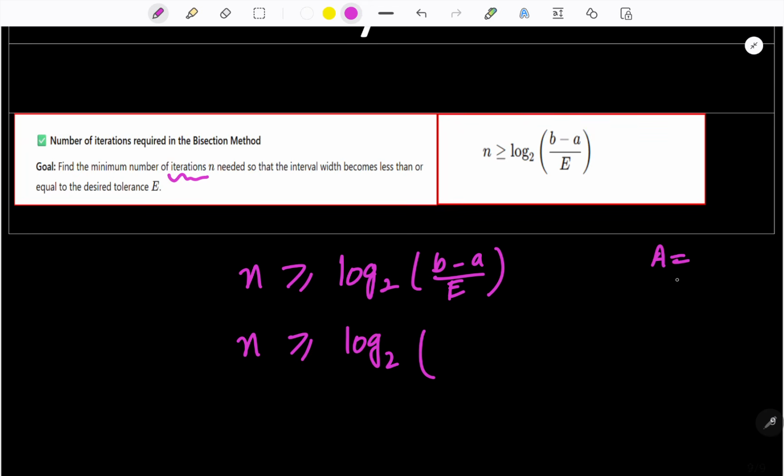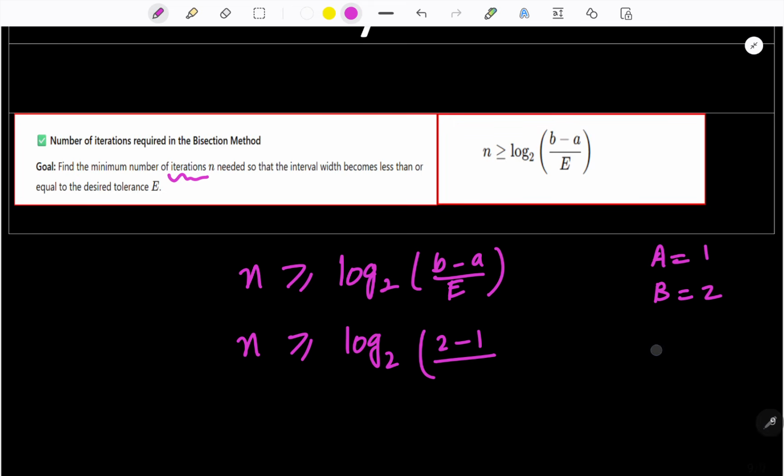You know very well what is your a, what is your b. So a is equal to what? 1, b is equal to what? 2, right? So it's equal to 2 minus 1 divided by e. What's your e? E is called tolerance.